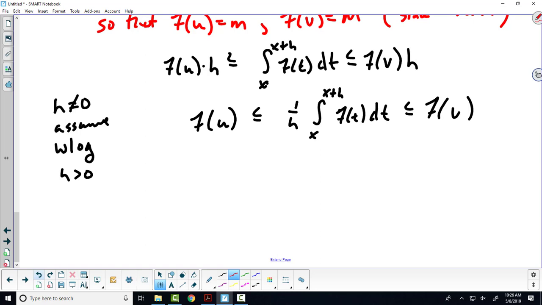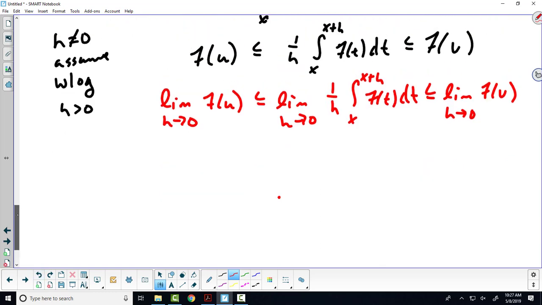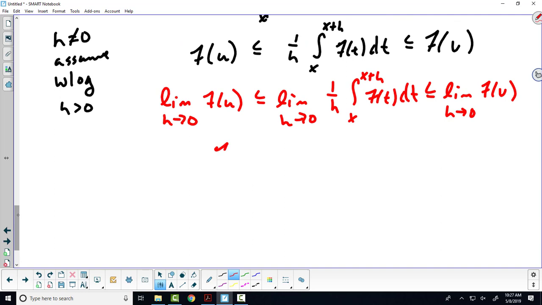I would now like to, now that I've got this function trapped in between these two functions, let's look at the limit as h goes to 0 for this one, and the limit as h goes to 0 for this one. So taking the limit of all three sides, we get the limit as h approaches 0 of f of u is less than or equal to the limit as h approaches 0 of 1 over h integral x to x plus h of f of t dt, which is less than or equal to the limit as h approaches 0 of f of v. I claim that this limit right here on the left-hand side is just f of x.